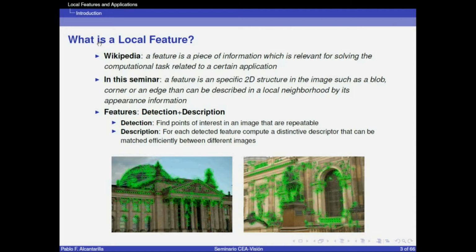has a high repeatability. And then in description, for each detected feature, we want to compute a distinctive descriptor that can be matched efficiently between different viewpoints and different images of the same object, for example. At the bottom, you can observe two images where a set of features have been detected. These features are depicted by green circles. The size of the feature is represented by the radius of the circle. And you can observe that features normally are located in areas of the image that have enough texture information.